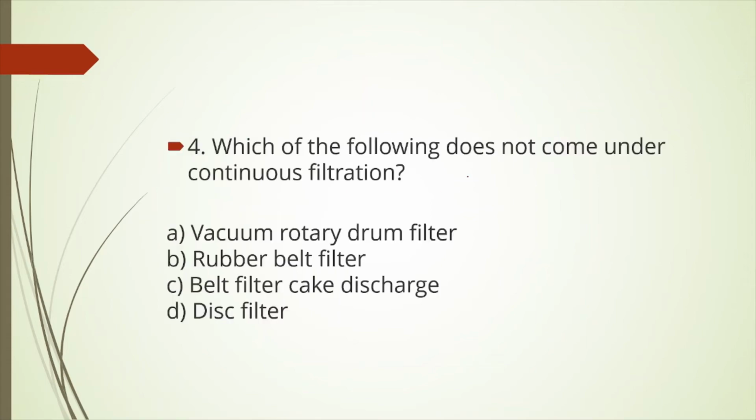Which of the following does not come under continuous filtration? So here they are wanting you to find out the option which will not come under continuous filtration. So vacuum rotary drum filter, this comes under continuous filtration. Rubber belt filter, this also comes under continuous filtration. Belt disc cake discharge, this also comes under continuous filtration. So only this option is wrong. This filter does not come under continuous filtration. So your answer should be option D.